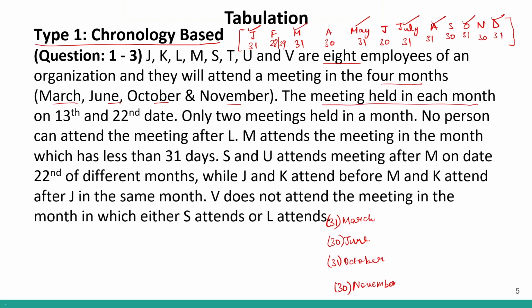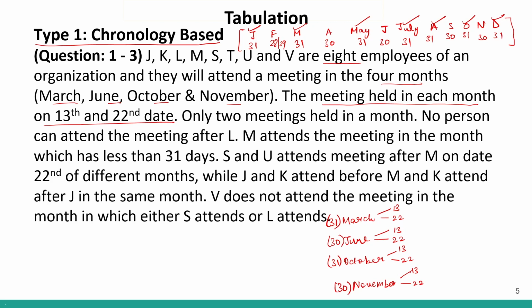The meeting held in each month is on 13th and 22nd date. So in each month, there are 2 days on which the meeting is scheduled. Either 13th or 22nd. So in March also it is 13 or 22. In June also it is 13 or 22. Similarly, in October also it is 13 or 22. And in November also it is 13 and 22.